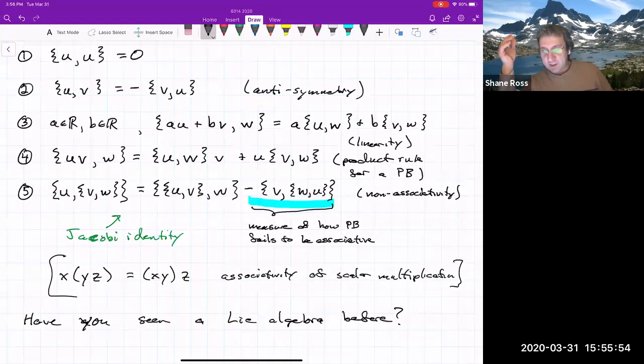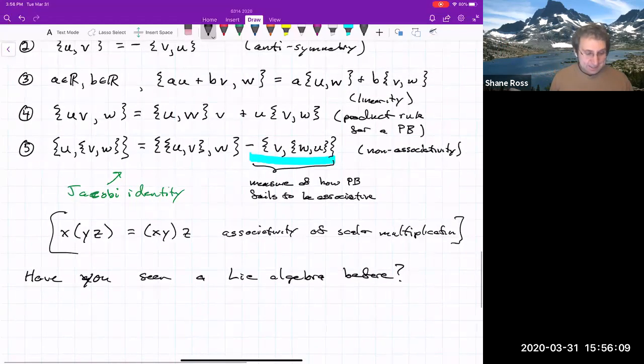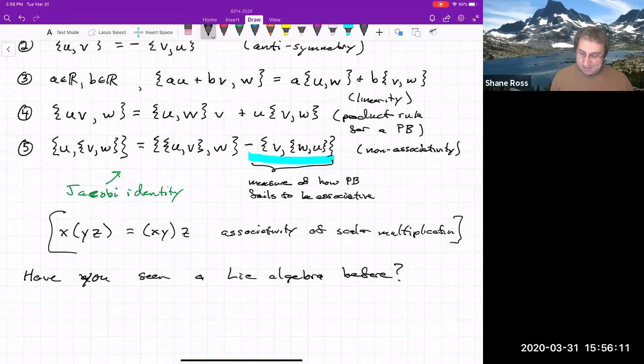Does anyone know of a common thing, especially things that we see in mechanics, that obeys these properties? Function or operation? No? Well, here it is. You use it a lot. The cross product.